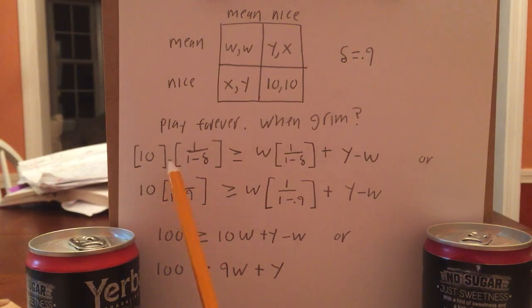Then we just use some algebra, we work this out. I know what delta is, and 1 over 1 minus 0.9 just means multiplying things by 10. So 10 times 10 is 100, and then it's 10W, and then W minus Y. Simple rearranging, and I get 100 is greater than or equal to 9W plus Y. So in this game, I haven't told you what W, X, and Y are, but if we knew what W, X, and Y were, then there would exist a Grim equilibrium if 100 is greater than 9W plus Y.